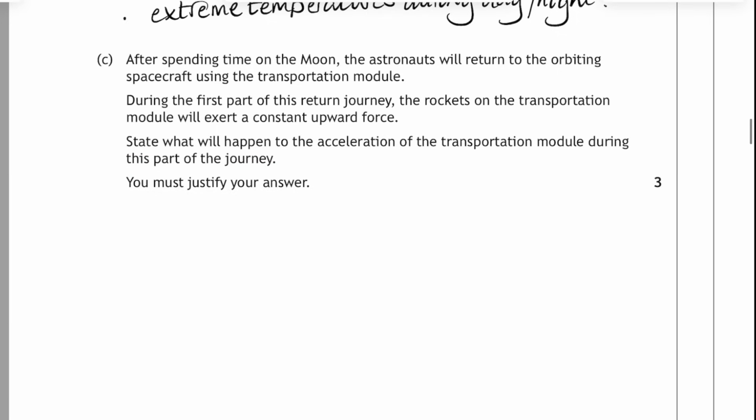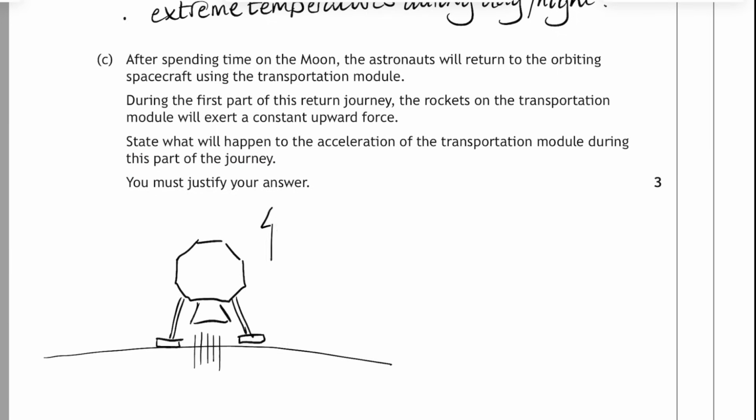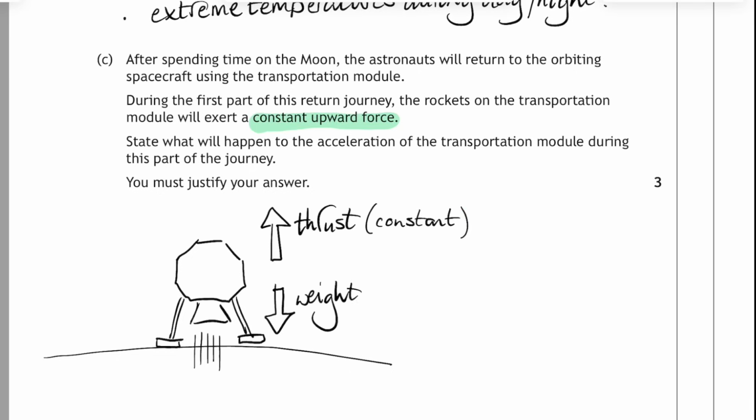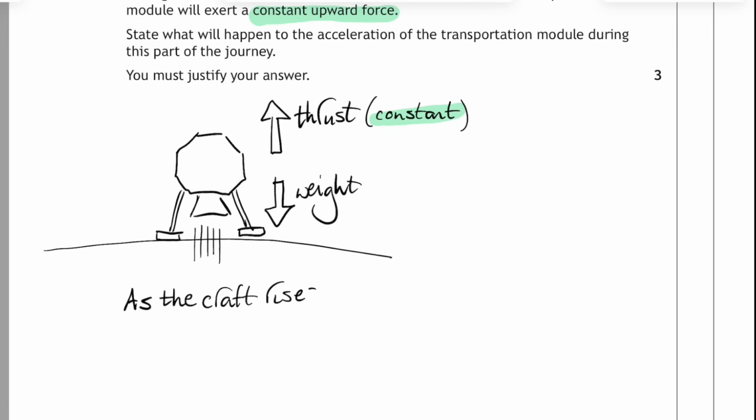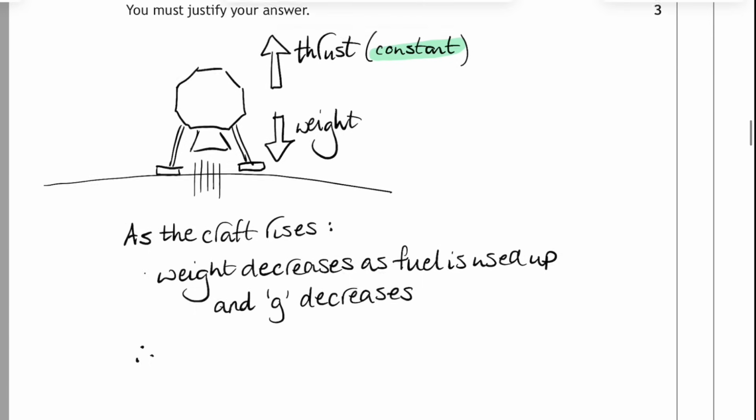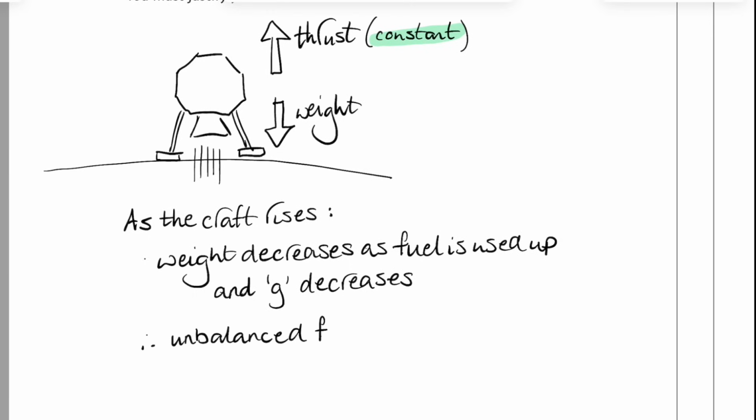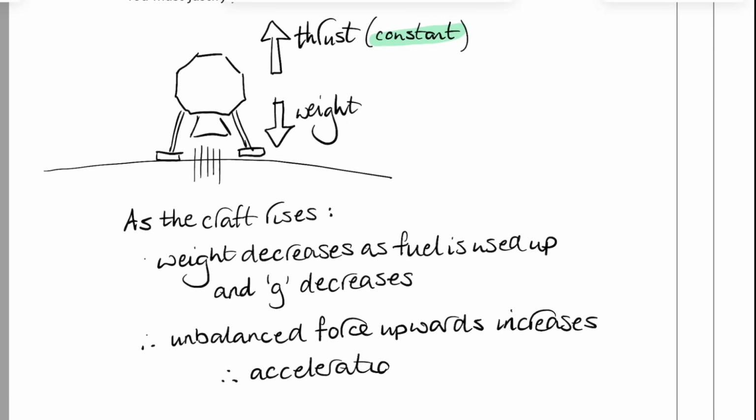Well, I think a little diagram would come in handy here so we can see the thing lifting off from the moon. So I've labelled it with the weight downwards and the thrust upwards. And we're told that that thrust is a constant upwards force. So as the craft rises, it's going to use fuel, so its weight is going to decrease. g will also decrease, and therefore the unbalanced force upwards will increase, and that means that the acceleration upwards will increase. That was a 3-mark question, quite a lot you had to write there.